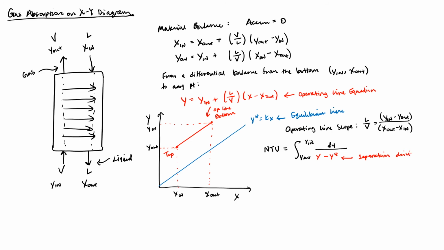Looking at this integral, you can see that NTU increases as y minus y star decreases. Smaller NTU values represent easier separation, and you can achieve smaller NTU values by increasing the gap or space between the operating and equilibrium lines.